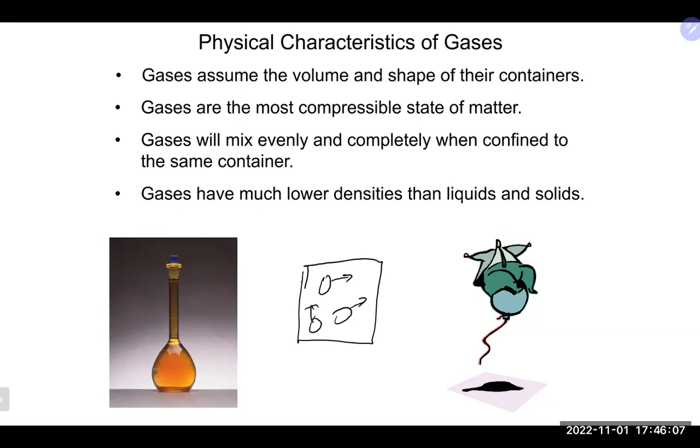Gases also have a lower density than liquids and solids. Typically when we think about the density of liquids and solids, they're usually in grams per cubic centimeter or grams per milliliter. When we do the density of gases, typically the units are grams per liter. And we're going to talk about calculating the density of gases in this chapter.